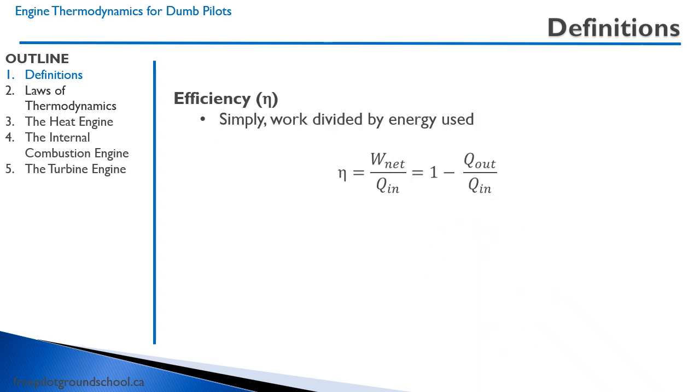Let's talk about efficiency. So efficiency is work divided by the energy used. Okay, so when we say something is 100% efficient, it means that all the energy that went into the system was captured as work. And so something that's 50% efficient means that you are only getting half the work out of the energy that you put into it.